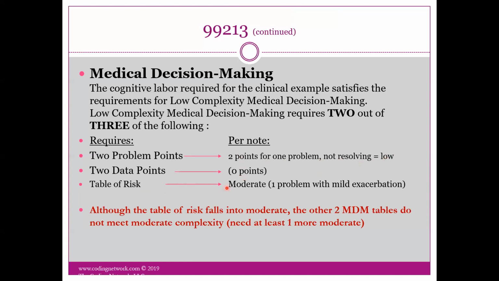The table of risk, which is the second one we're counting, is actually moderate. One problem with mild exacerbation is moderate, but of course, now these tables are kind of conflicting with each other, but remember, at least 2 of them have to meet the criteria. If they don't, you're going to default to the lower one. But really, one problem that's not stable is typically going to be your 99213.